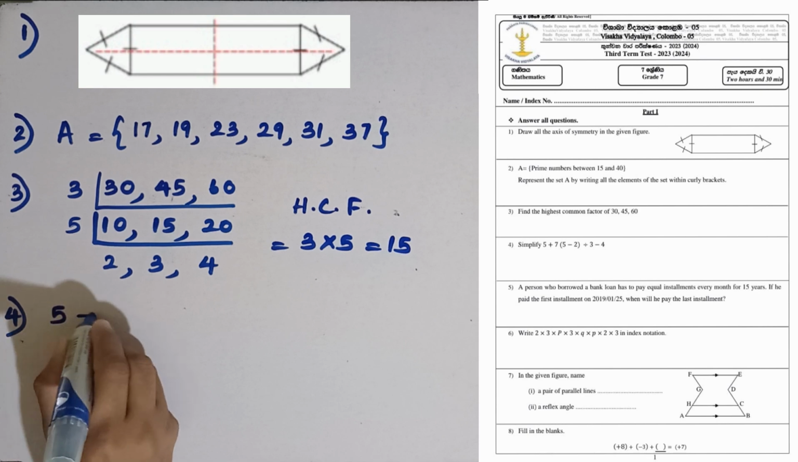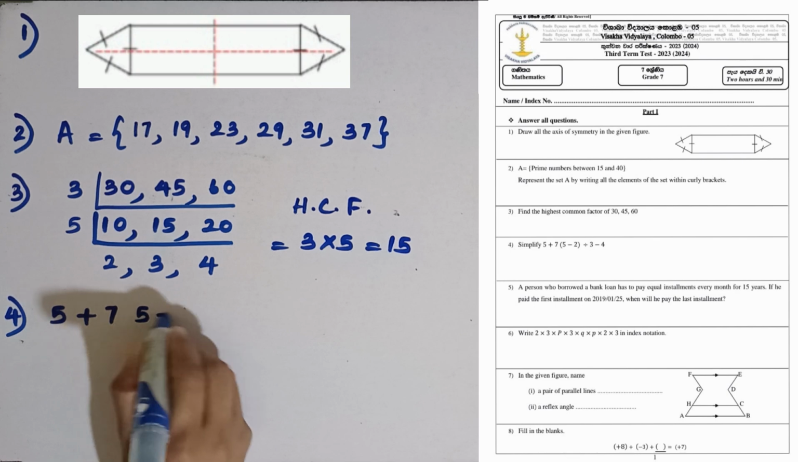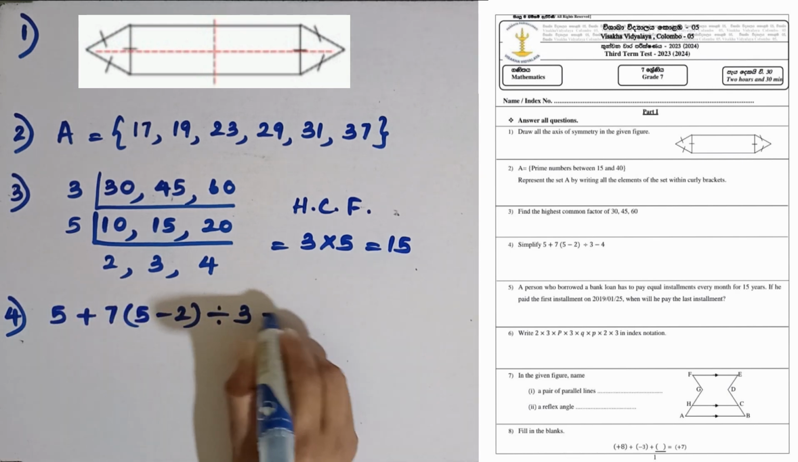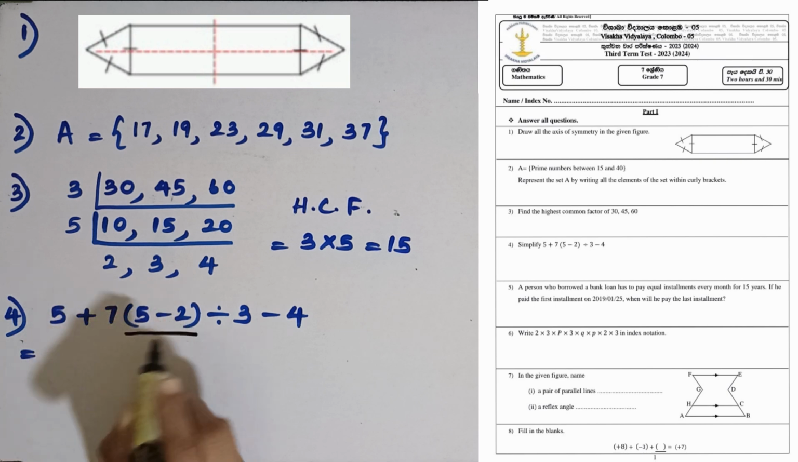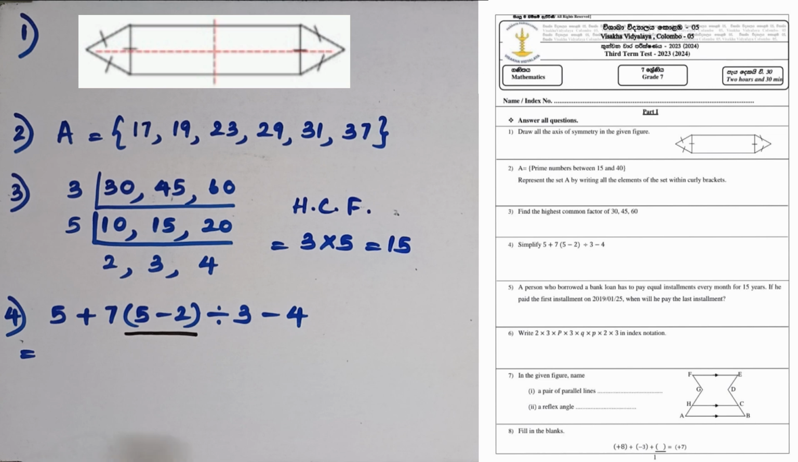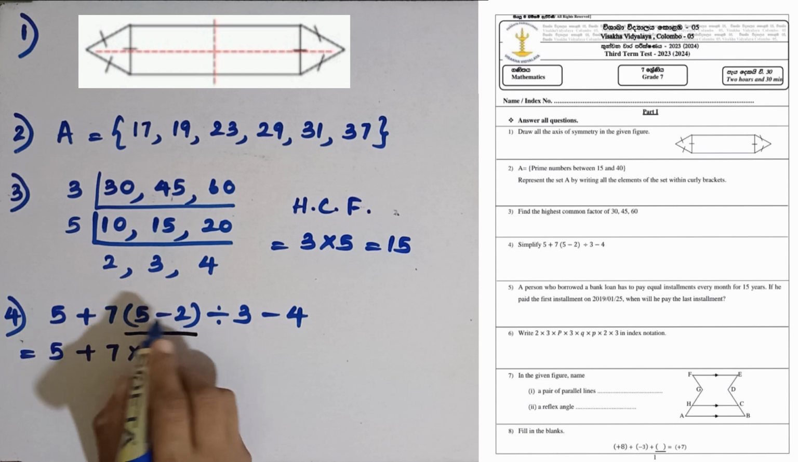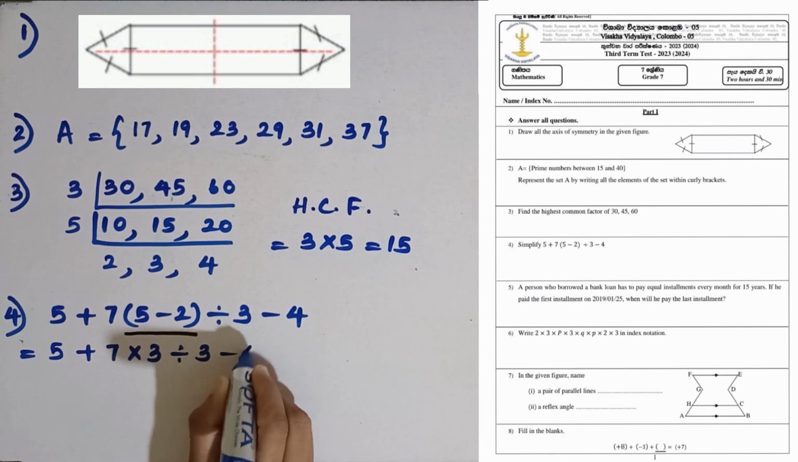5 plus 7 times, then within brackets 5 minus 2, divided by 3, minus 4. In this, first we have to perform the operation inside the bracket. That means this one. Then here we have a multiplication. So we can write 5 plus 7 times 5 minus 2 is 3, then divided by 3 minus 4.